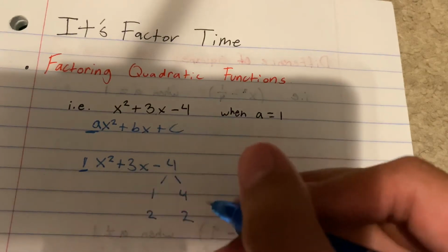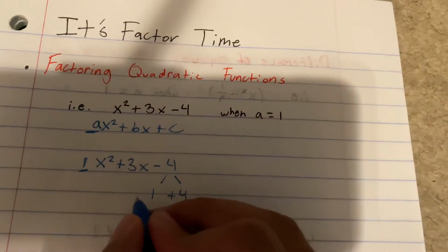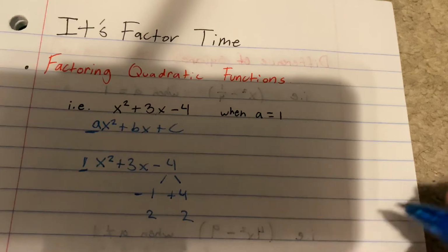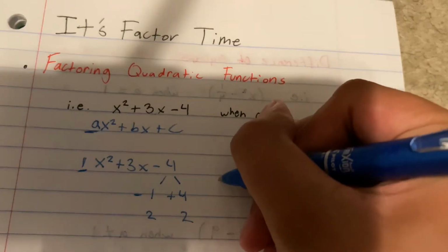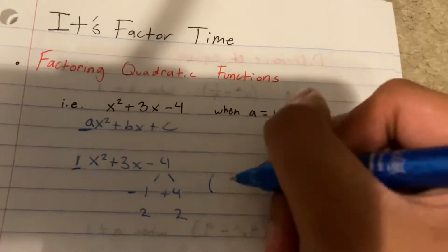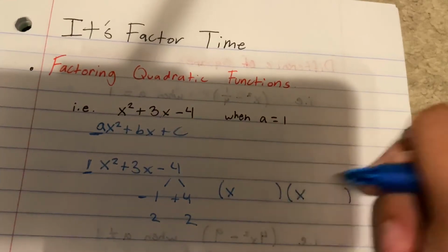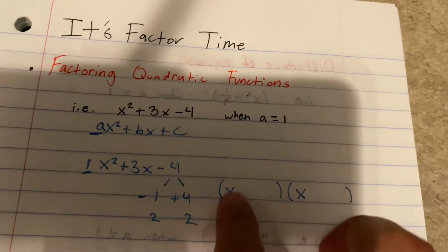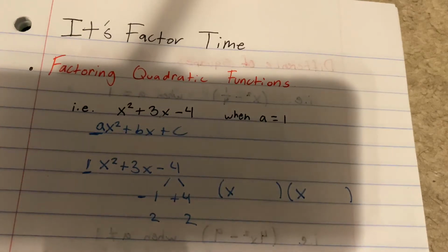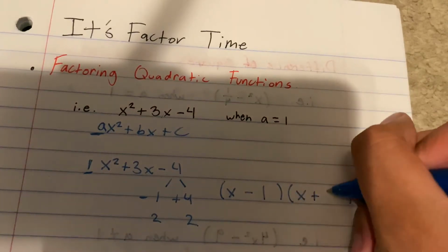So let's see. I know 3 is positive, so I look at these two, and the bigger number should be the positive and the smaller number should be negative. So negative 1 plus 4 should give us positive 3. Once I get that, I just set up the factors. Since a was 1, we know it'll just be x. Remember, the 1 is in front of the variable, which is 1x, but we don't have to write that. And now I said that it would be minus 1 plus 4.